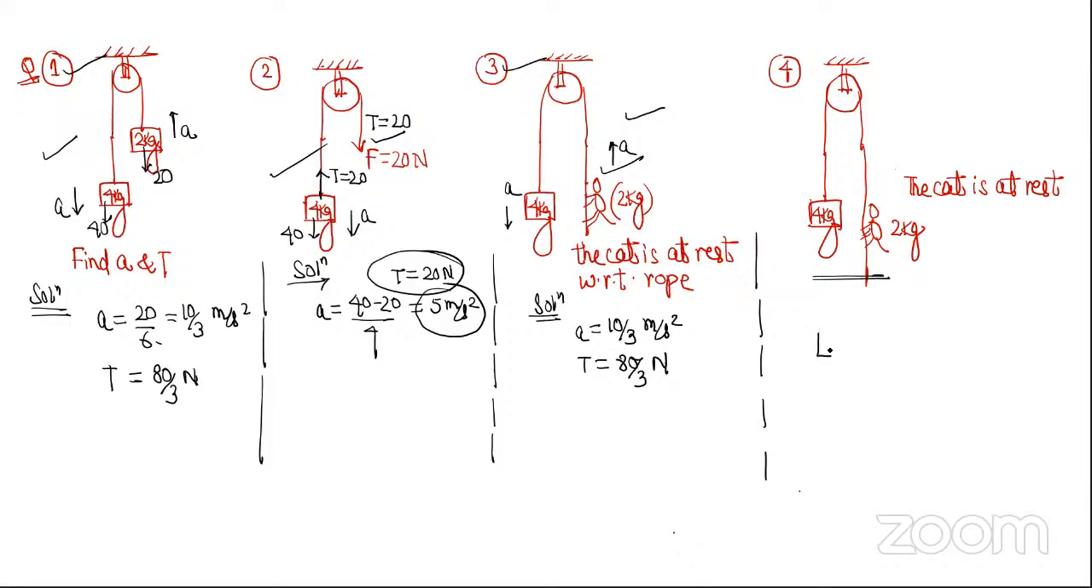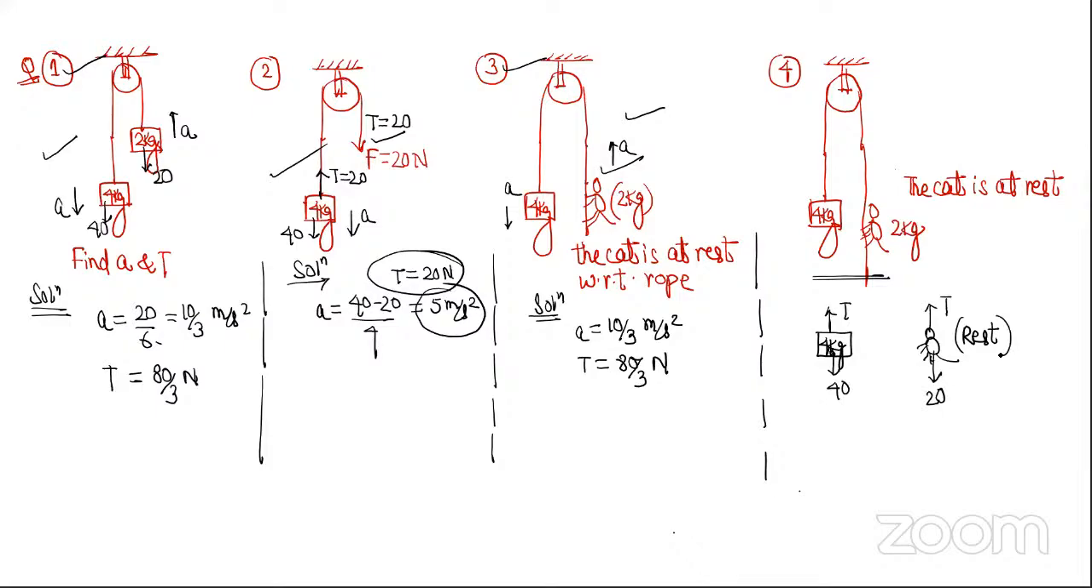So for the 4 kg block, the free body diagram will be like this. For the 2 kg cat, is my cat beautiful? This is T, this is 20. My cat is beautiful or not? Yes, sir. Someone is telling no, I will beat you.